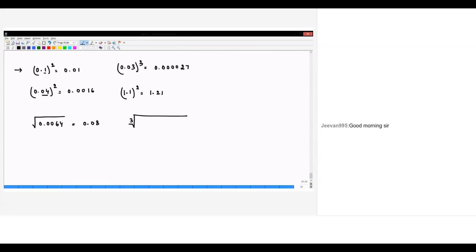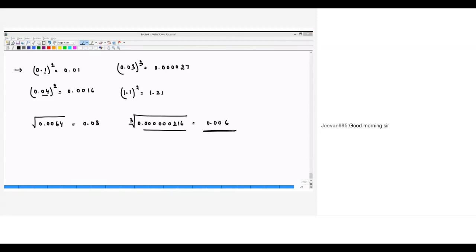Cube root of... Here it is 9 digits, so in the cube root you have 3 digits. What is the cube root of 216? It is 6. Like that you need to find. Just a revision.